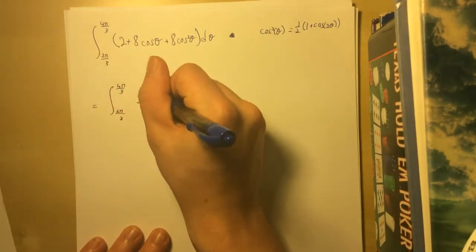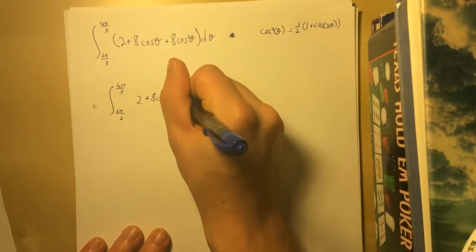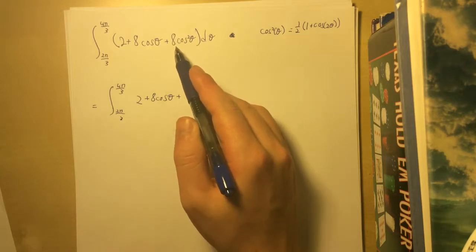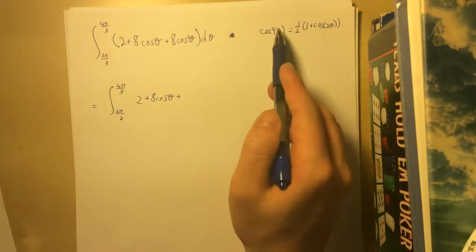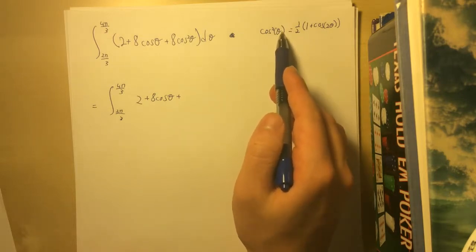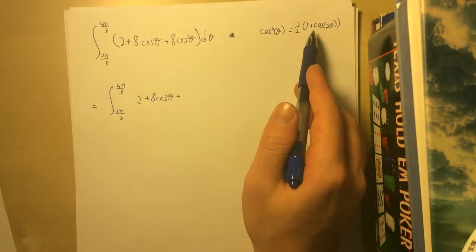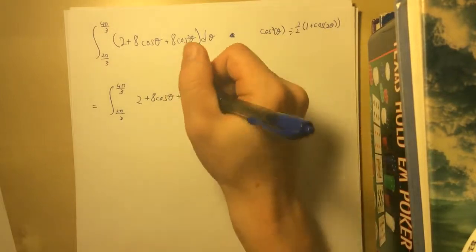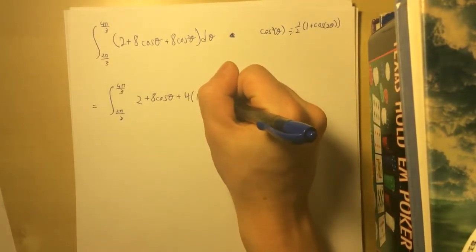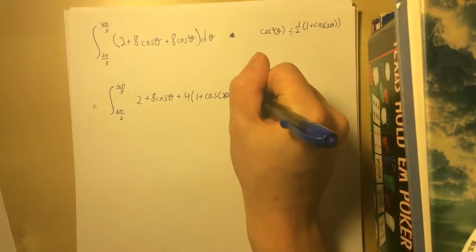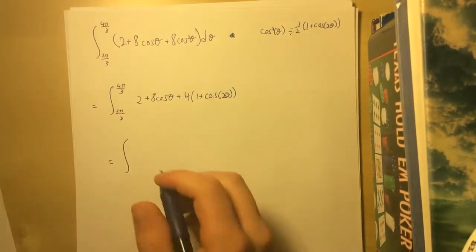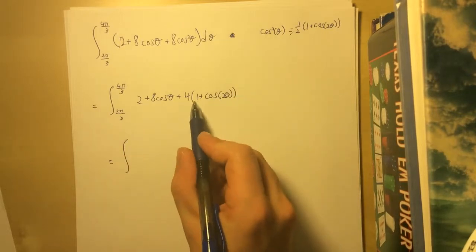Those limits stay the same, plus, well, we have this 1/2, so we need to account for that with the 8. Since we have 8 cosine squared thetas, and this is just one cosine squared theta, if we multiply both sides by 8, we'll get a 4 over here, because 8 times 1/2 is 4, and then we just have that 1 plus cosine of 2 theta. And from there, it's a bit easier to integrate, since now we can just multiply that out. We have 4 times 1.